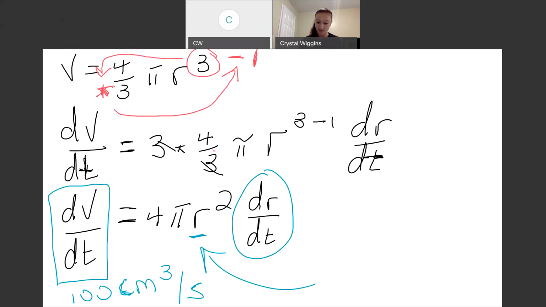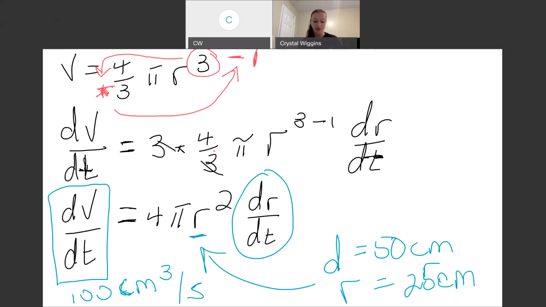They told us that we had a diameter of 50 centimeters. So that would make the radius, if you recall, exactly half of the diameter. So the radius is 25 centimeters. Okay, so we have r. We can replace r with 25. We have dv dt, which is 100. And we need to solve for the only thing we don't know, which is dr dt.